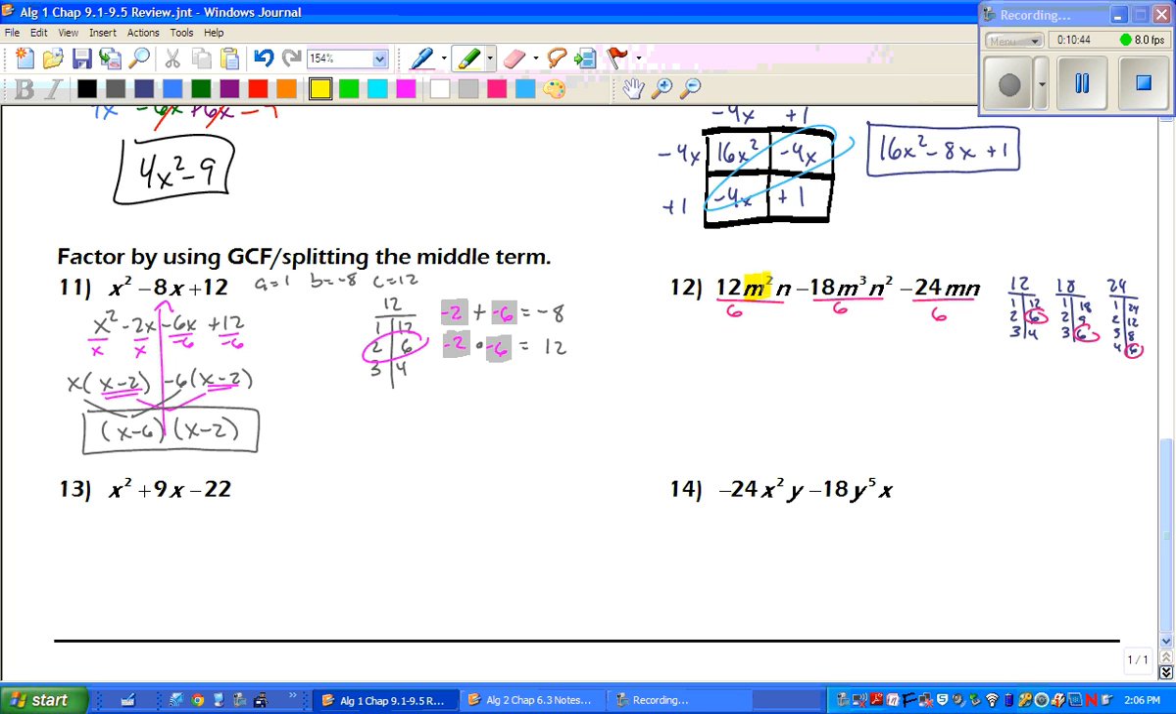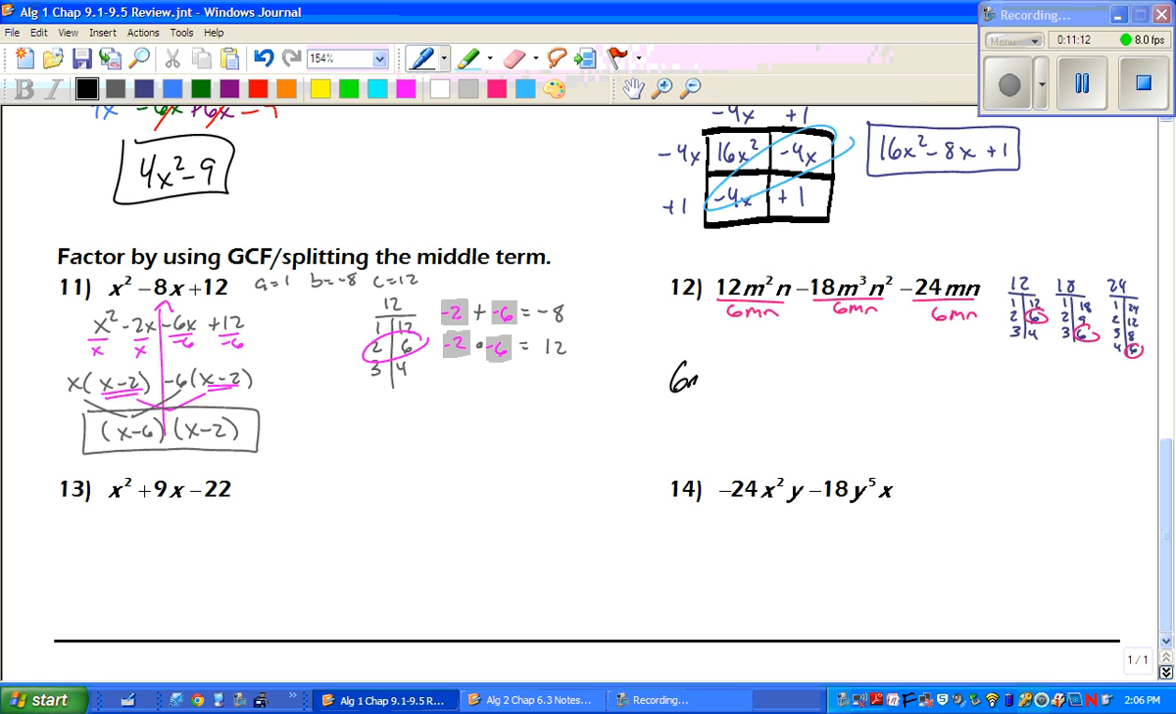But now I want to look at all of the exponents, okay? So look at your m's, look at your n's. And the way I get mn is all of them have m's, so I want the lowest exponent. And that's the 1. All of them have n's, but you need the lowest exponent. Okay? And now you just divide it out.